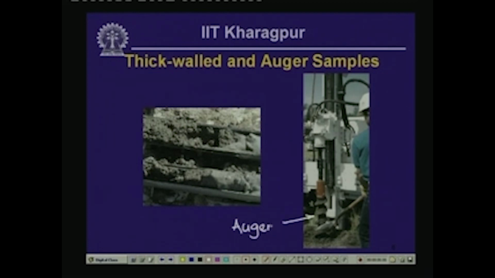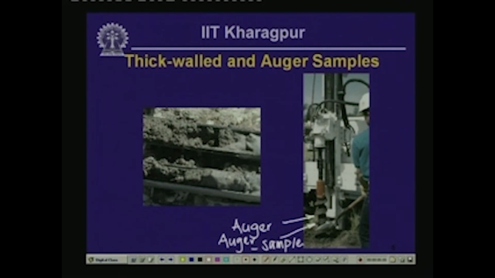So, this is our auger, and this auger is bringing out the soil from underground on the auger flights. So, this disturbed sample is called an auger sample.